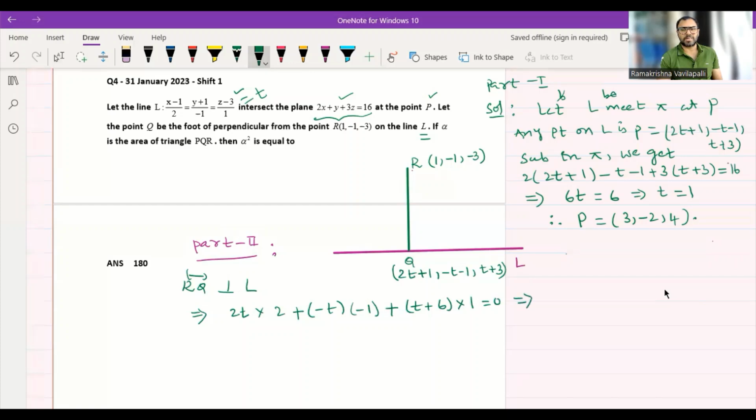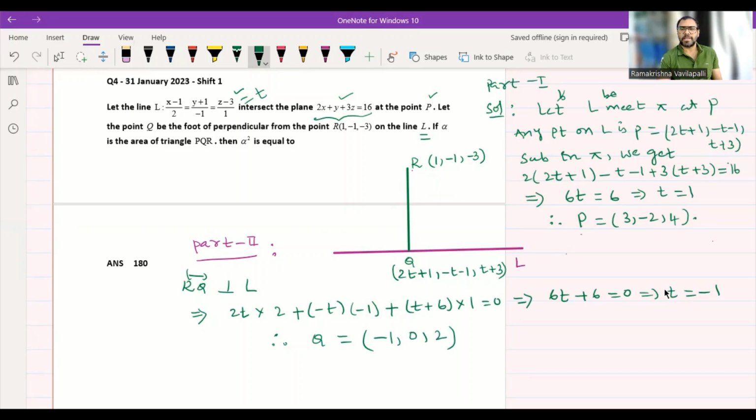So we will get the value of t. Here this is 4t plus t, 5t, and plus t, 6t. So 6t plus 6 equal to 0 implies we get t equal to minus 1. Therefore, we got the coordinates of Q, that is the foot of perpendicular from R on the line. So Q equal to, substituting t equal to minus 1, this is minus 1 and this is 0 and this is 2. So we have all the coordinates.